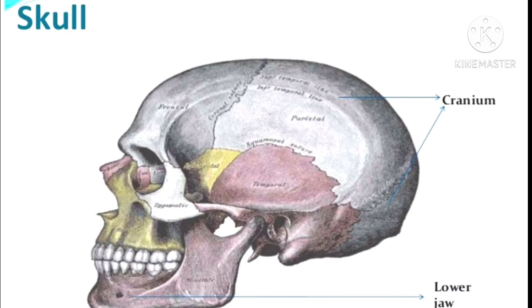Now in the picture you are able to see the skull. As I told you earlier, the skull is a very important part which protects our brain. It is made up of many bones joined together.